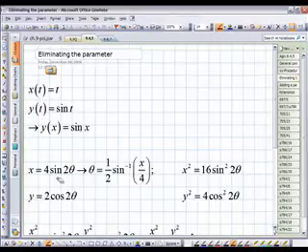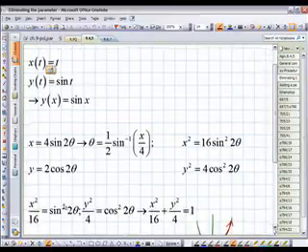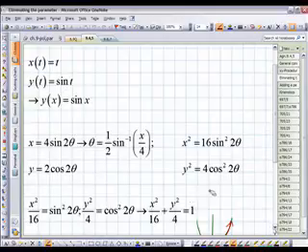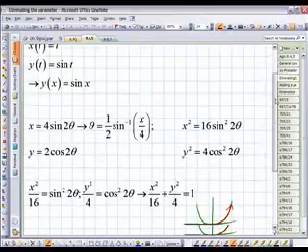You square both sides here to get x squared is 16 sine squared 2 theta. Square both sides here to get y squared is 4 cosine squared 2 theta. If we divide by 16 and divide by 4, we can make this into a sine squared and a cosine squared. When you add sine squared 2 theta to cosine squared 2 theta, you get 1. And so you see that the equations, using these parametric equations, are the equations of an ellipse.